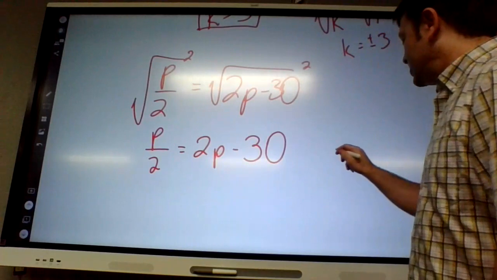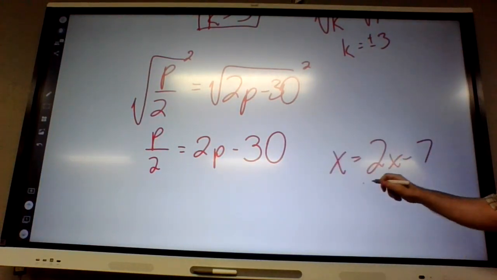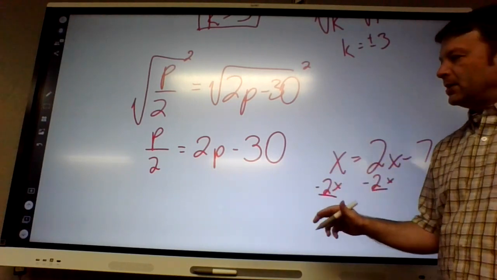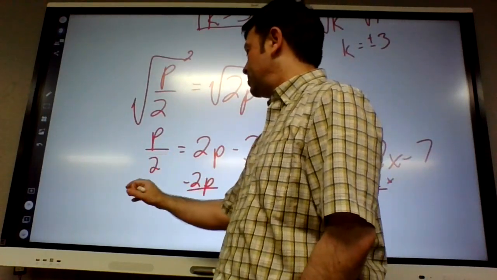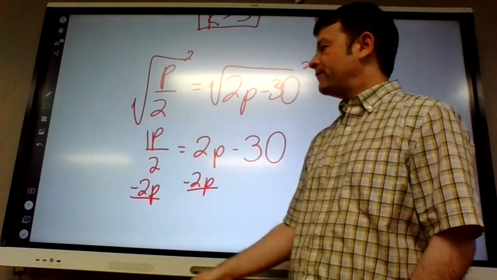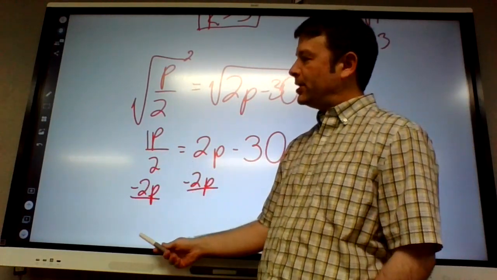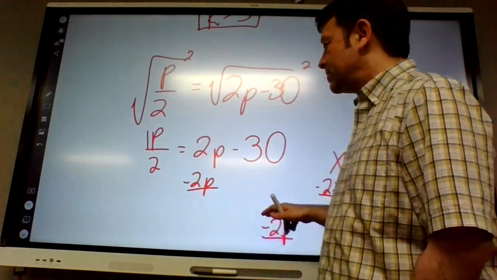So, remember when you have variables on both sides, you usually want to put them together like this, right? So you could do this. Now, how do you do p over 2 minus 2p? P over 2 is basically 1/2 p. So 1/2 minus 2 is -1.5 p. So that caused us issues.